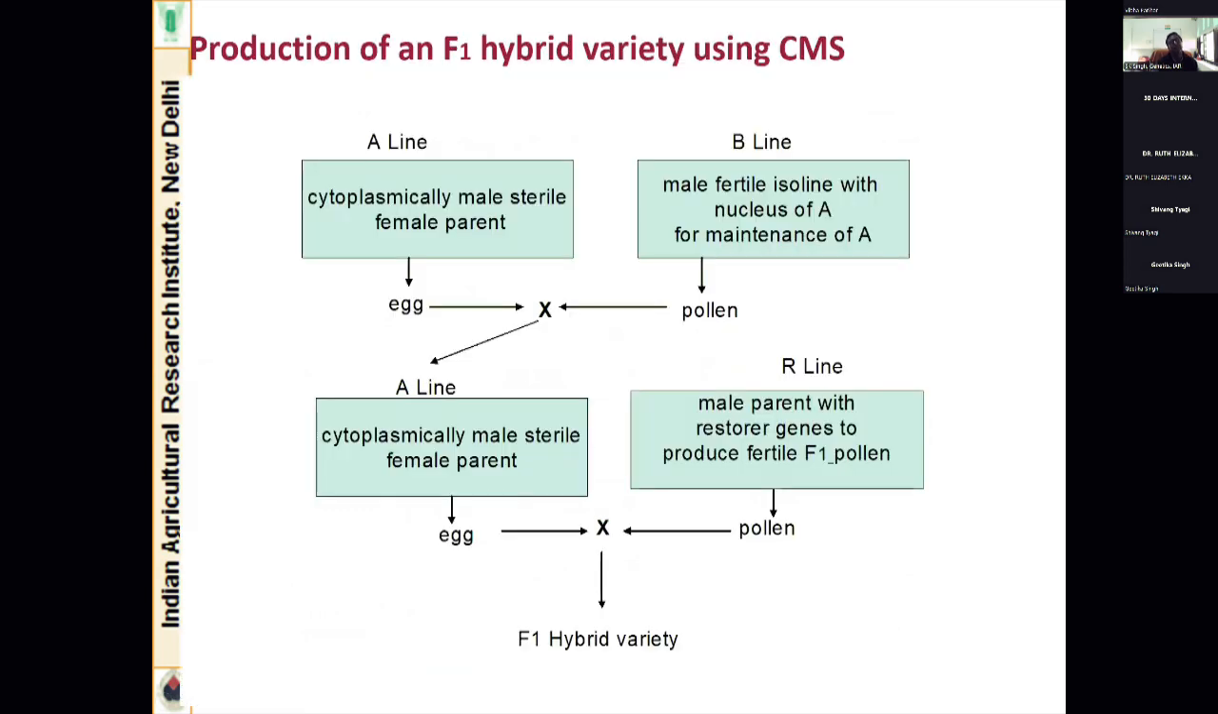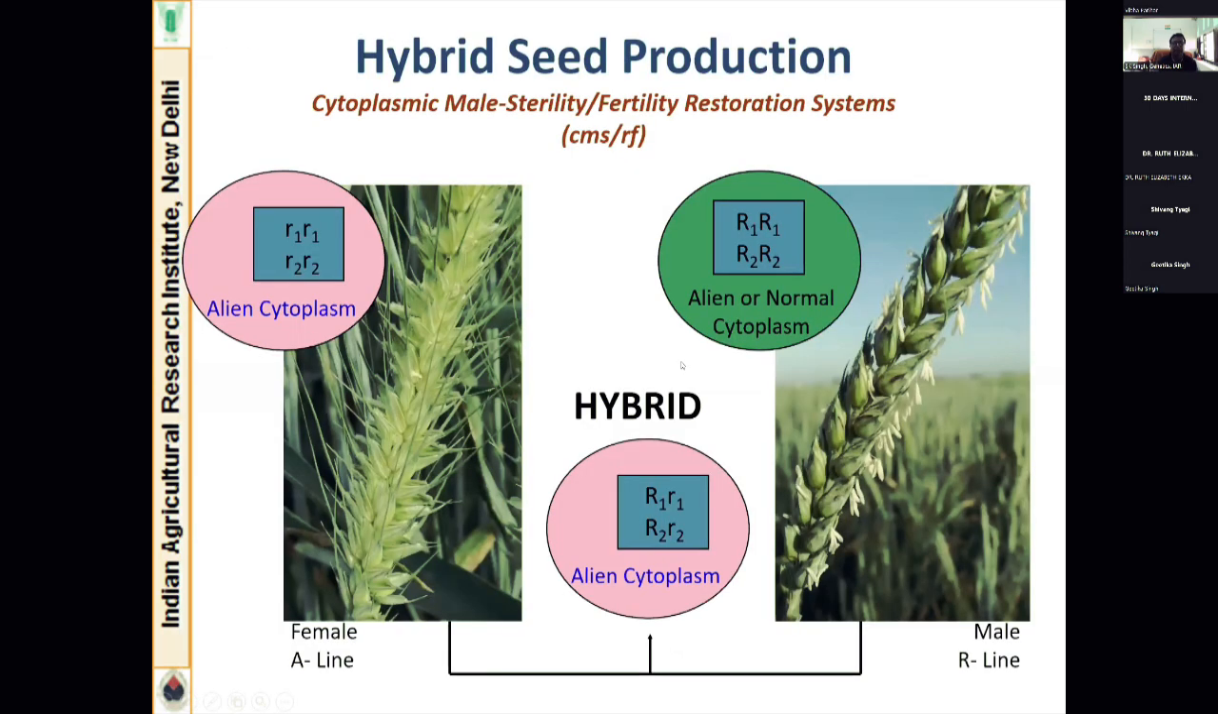For production of an F1 hybrid variety, hybrid cultivar using the CMS system, there are three lines. The A line is crossed with the B line for maintenance purposes, and then the A line is crossed with the R line to get a hybrid. It is a pictorial representation.